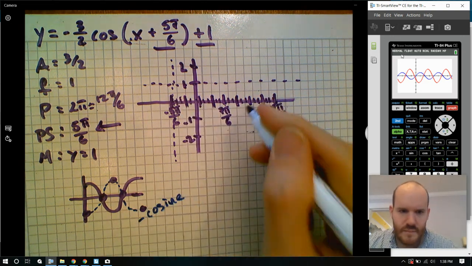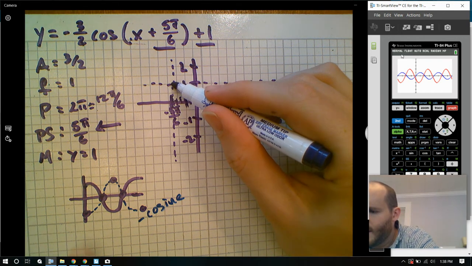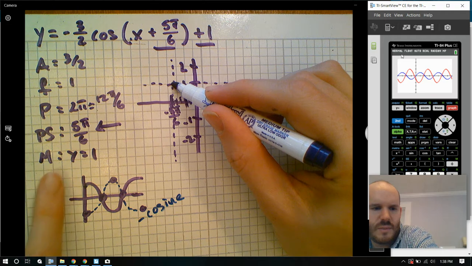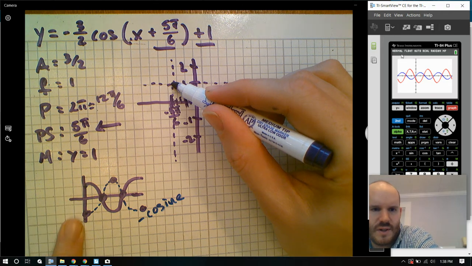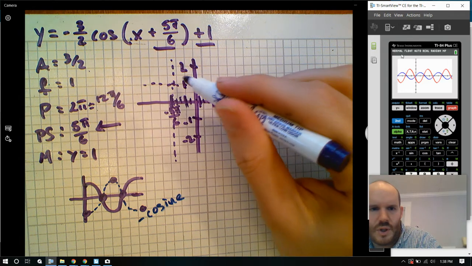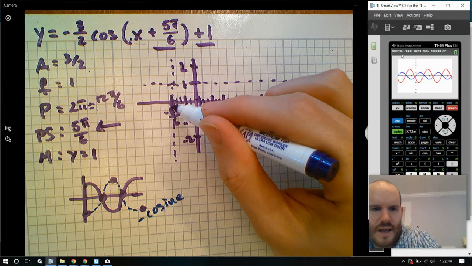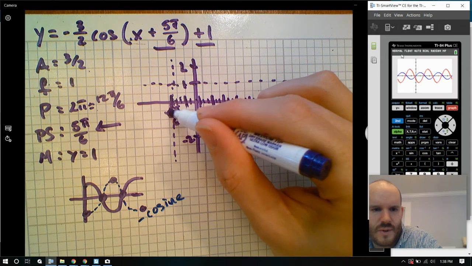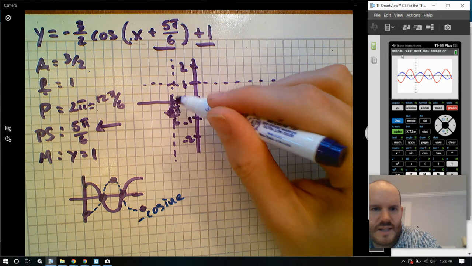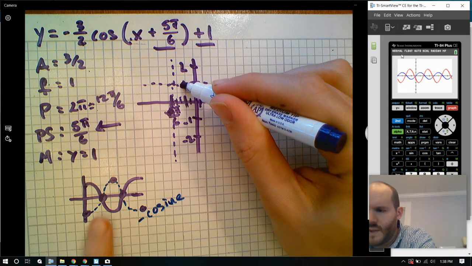So I'm going to use those key points on that negative cosine graph to help me plot this along. So I'm going to start at my starting intercept, which is here. And since the cosine graph normally starts at its max, the negative cosine graph will start at its min. So the min should be 1 amplitude below that midline. So I'm going to have to go down 1 and a half. Put me right there. The next key point, I should be at the middle, corresponds to here.